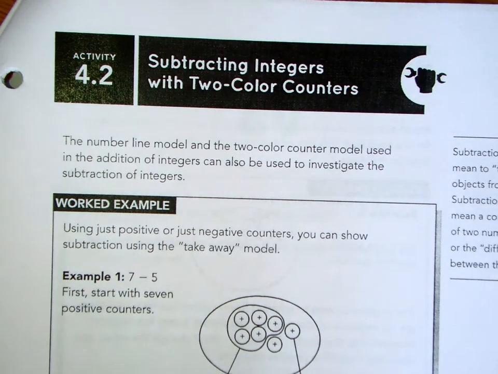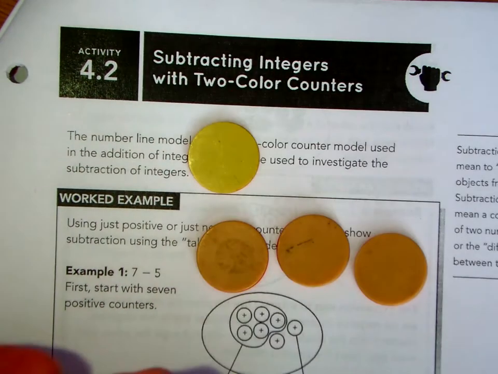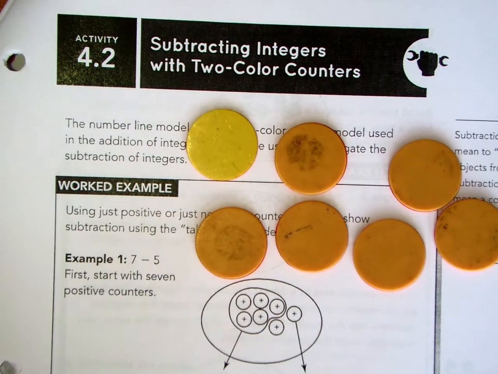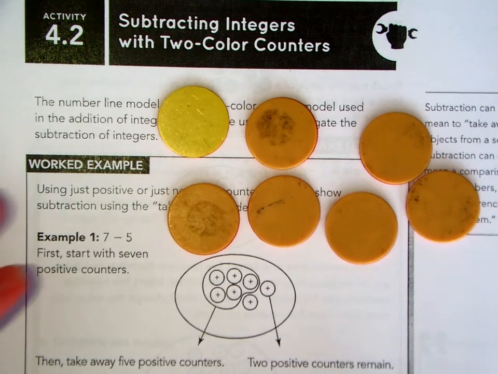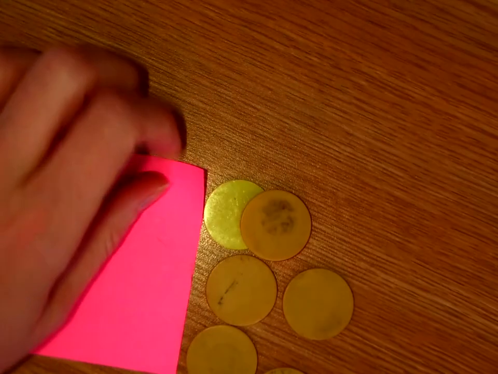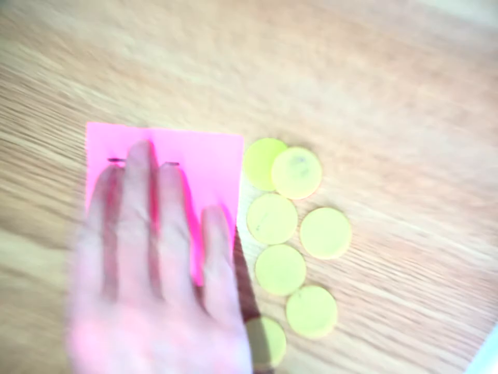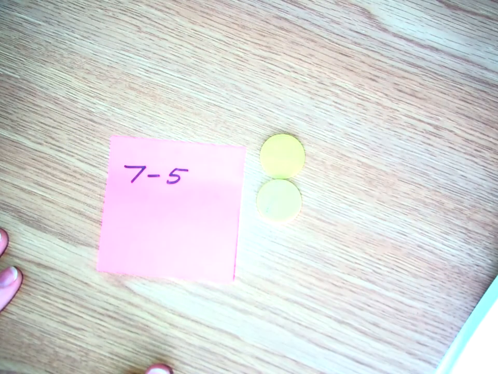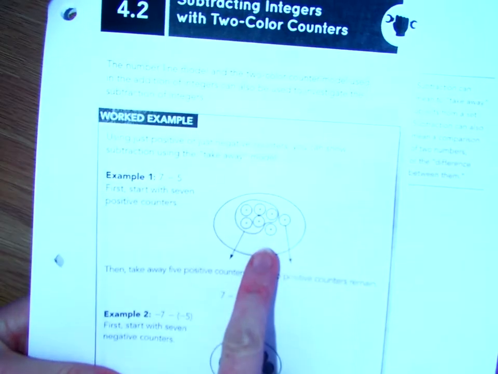Using just positive or just negative counters, you can show subtraction using the takeaway model. For example, I can have 7 positive chips, as they have illustrated here in the drawing. First start with 7 positive chips. Then take away 5 positive chips. They're calling them counters, I call them chips. Let's see, if we have 7, take away 5, I'm going to physically remove 5. So I have 2 positive counters remaining, which they illustrate right here.